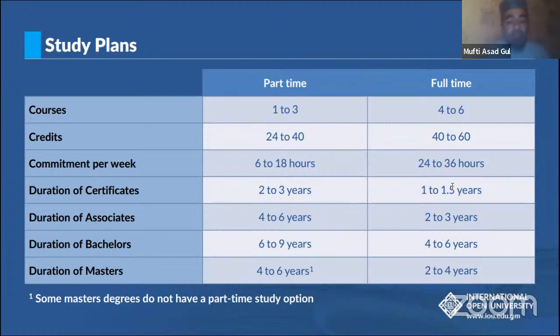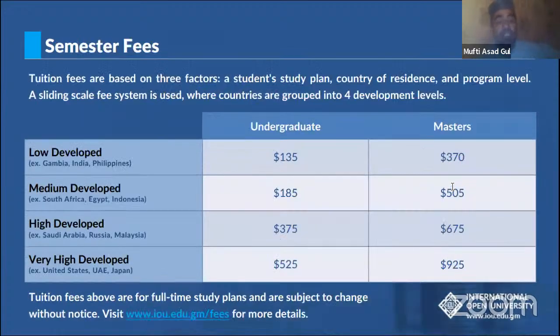Some masters do not have a part-time study option, so you can just look at your own need and your own interest, and then decide. If I am interested in the bachelor's, then how much time do I have to give it? And if I'm interested in the master's program, then how much time should I give it? Yes, the most important is the semester fee.